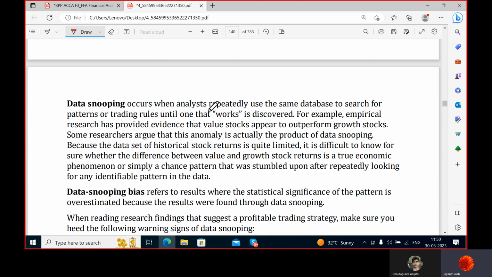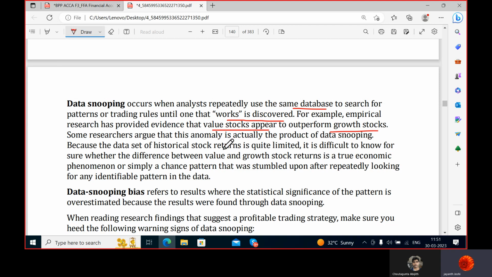Data snooping occurs when analysts repeatedly use the same database to search for patterns or trading rules until one that works is discovered. For example, empirical research has provided evidence that value stocks appear to outperform growth stocks. Value stocks are those which have created value for investors over a longer period of time. Growth stocks grow and give some temporary returns, but value stocks consistently give you value. Correct?